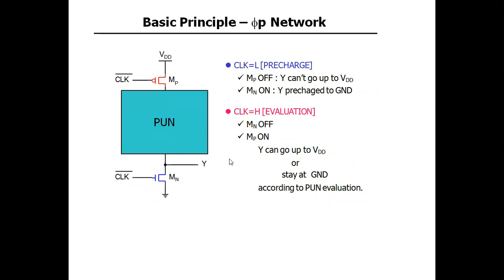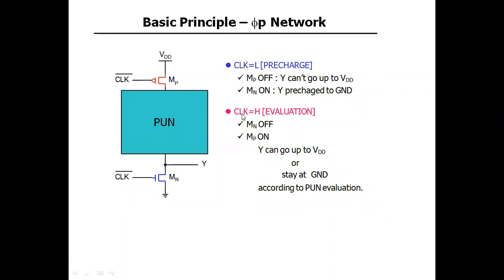Now the basic principle of the PUN, the pull up network, you can say is the same logic. You have a PMOS, then the pull up network output, and then an NMOS. Now again, when the clock is low, MP is on, right? When it is low, MP is on and MN is off. So Y can't go up to VDD, Y is pre-charged to ground.